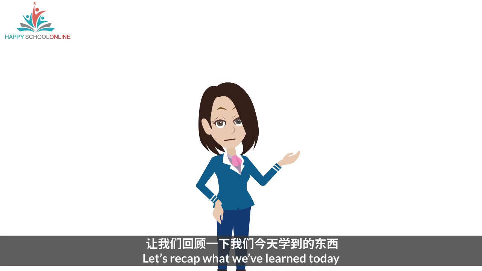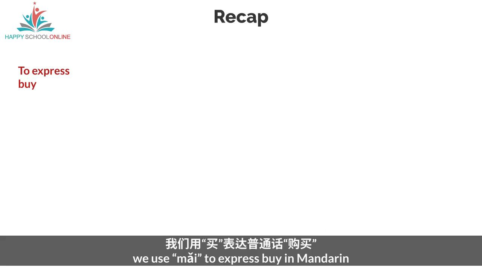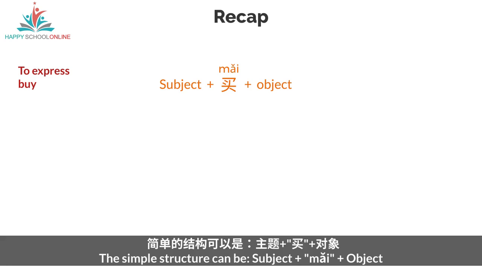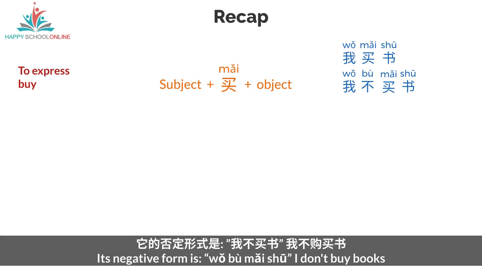Let's recap what we've learned today. We use 买 to express buy in Mandarin. The simple structure can be subject plus 买 plus object. For an example, 我买书, I buy books. Its negative form is 我不买书, I don't buy books.